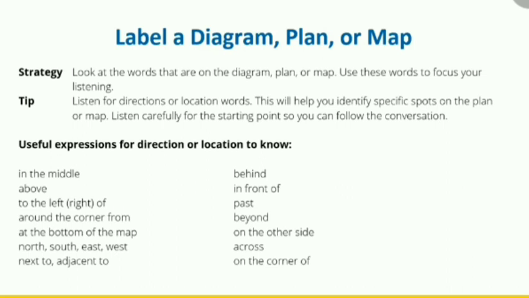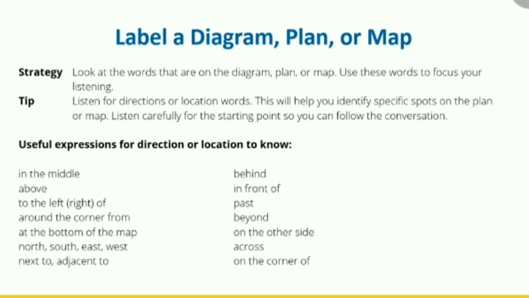You need to pay attention to direction words or location words. They will help you identify specific spots on the plan or map. Also, make sure you listen carefully for the starting point so you can follow the conversation smoothly. There are important expressions for direction or location you need to know. For example, words such as in the middle, above, to the left, around the corner from, at the bottom of the map, north, south, east, west, next to, adjacent to, and so on.